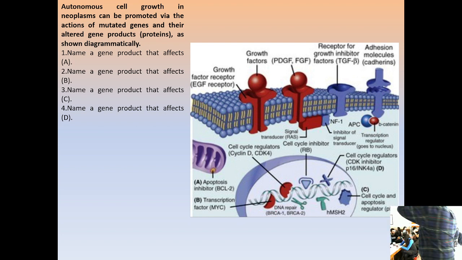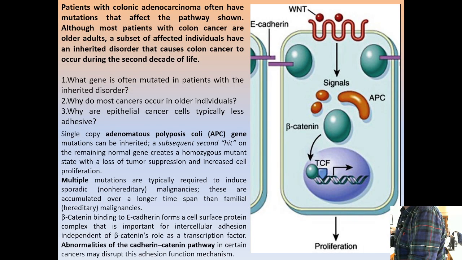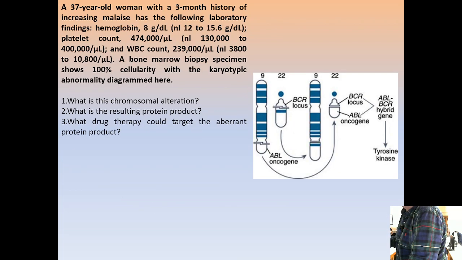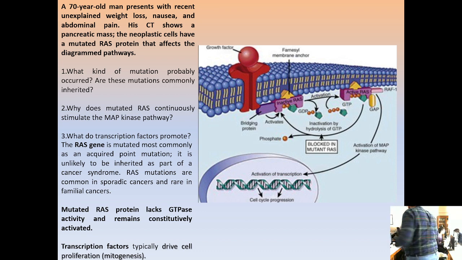Oh no, the carcinogenesis pathways, you know them better than me. Why? Because this is from theory. So I have nothing to do in these slides. I'm sure you know them better than me, so you can ask me when I manage to study them myself. So this is growth factors, the APC catenin pathway, translocation, and RAS. This one I know.